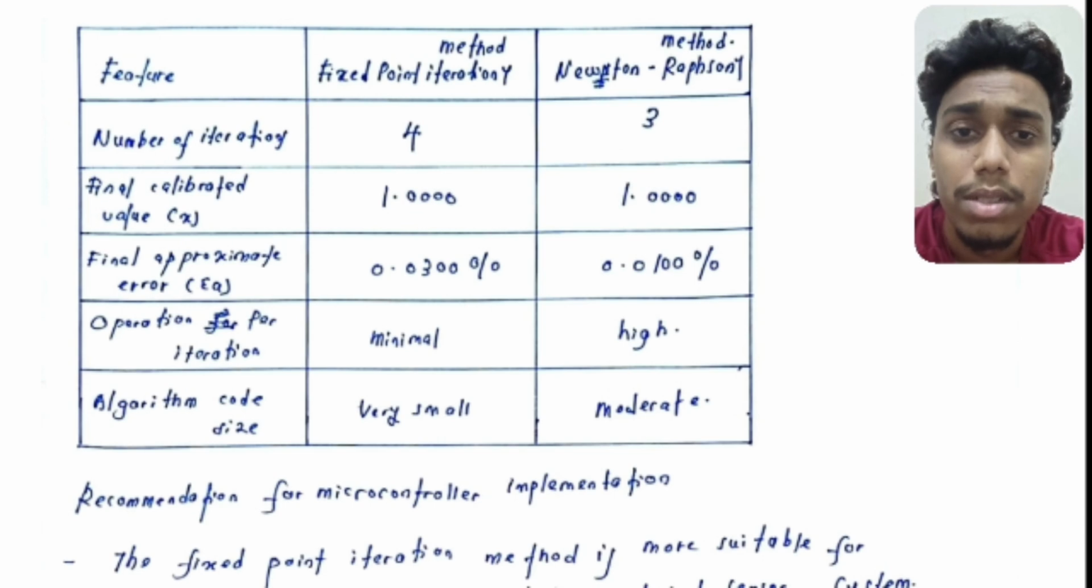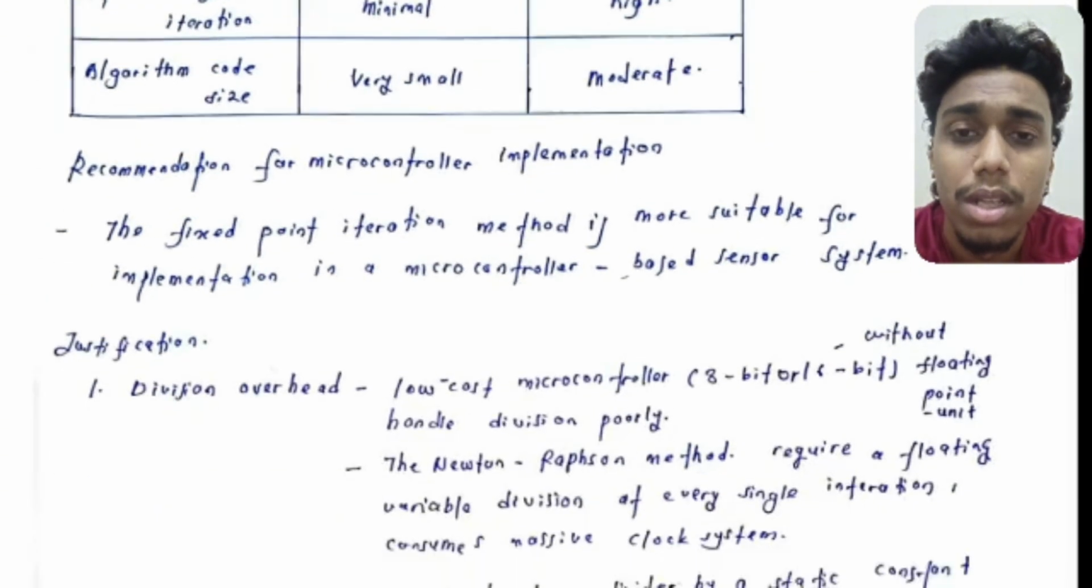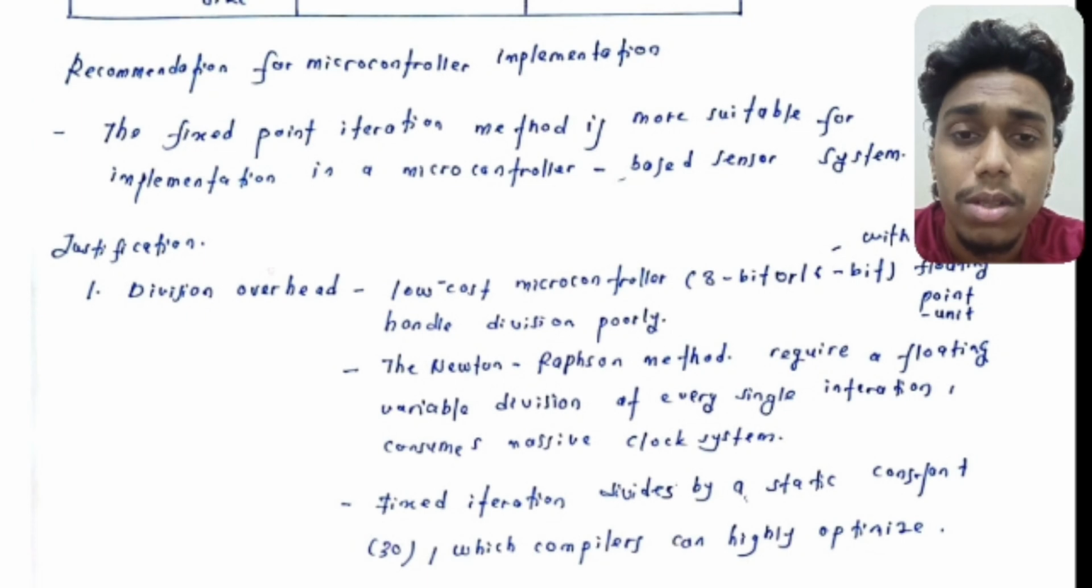From our comparison, Newton-Raphson requires fewer iterations and converges faster. However, fixed point iteration is simpler and requires lower computational cost. Therefore, for microcontroller-based sensor systems, the fixed point iteration method may be suitable because it uses simpler operations and small program size, which are beneficial for low power embedded systems.